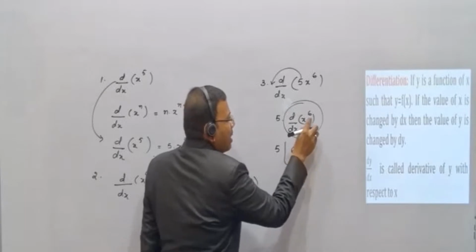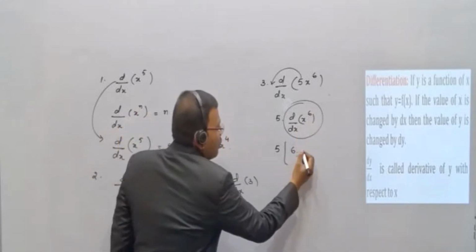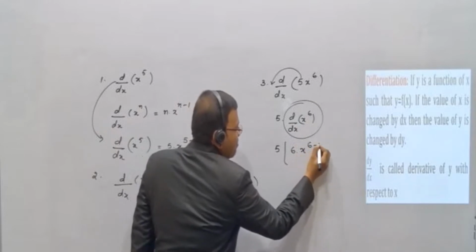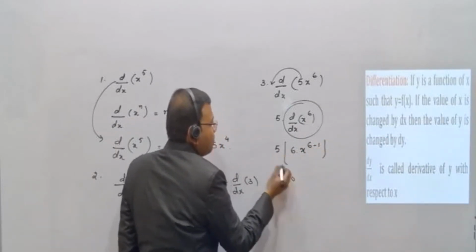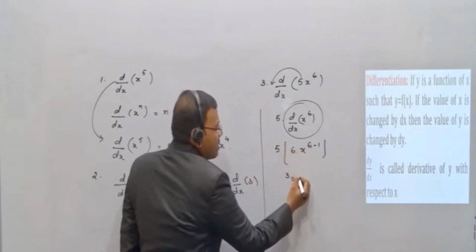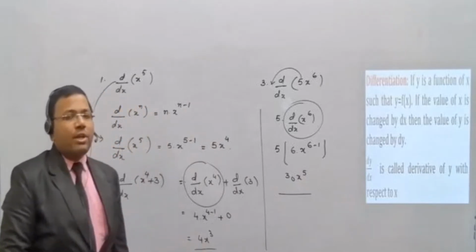6. n is how much? Try to understand. n is how much? 6. So 6 into x power 6 minus 1. So 5 into 6, it is 30, and this is x power 5. I hope it is clear for you how to find the differentiation.